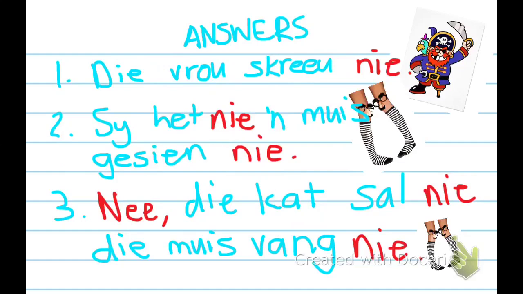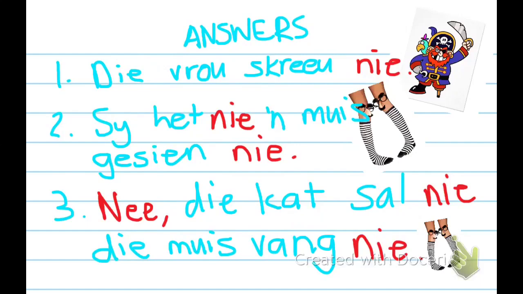Alright, here are the answers. Did you pick up that question 1 was a pirate sentence? You should have gotten "die vrou skree nie." The second sentence was a normal sentence, so it gets two nies. "Sy het nie 'n muis gesien nie."